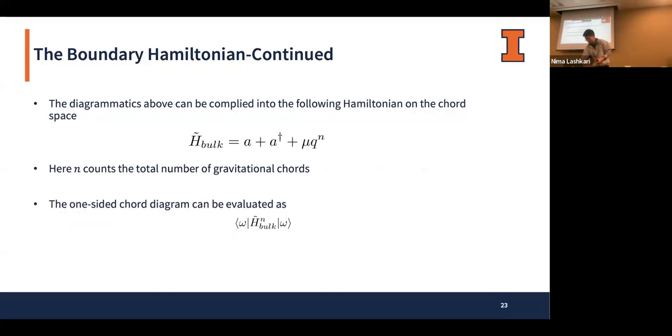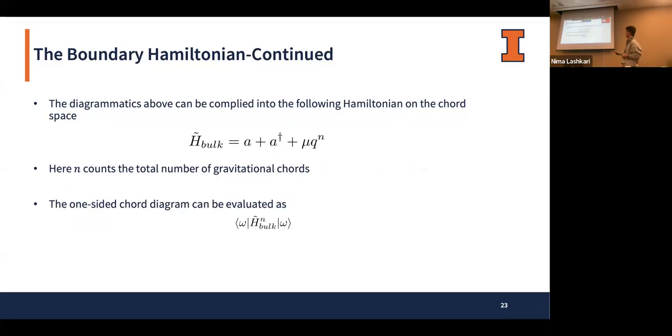So we conclude that the Hamiltonian, H tilde, here I just wrote bulk to emphasize it acts on the bulk Hilbert space, but I won't keep this index in the following. It's just A plus A dagger plus mu q to the N. Here A is actually on the right.